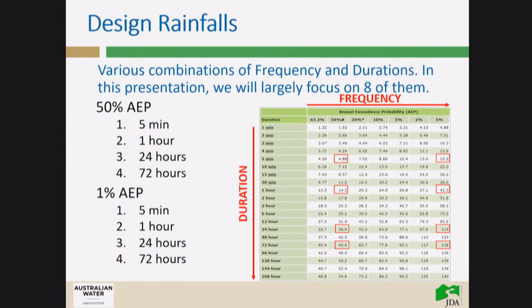Now just for this presentation we'll be focusing on mostly 8 combinations of duration and frequency, and those are at the 50% AEP, which is, for the old people out there, equivalent to the 1.44 year ARI, and the 1% AEP, which is just the 100-year ARI.